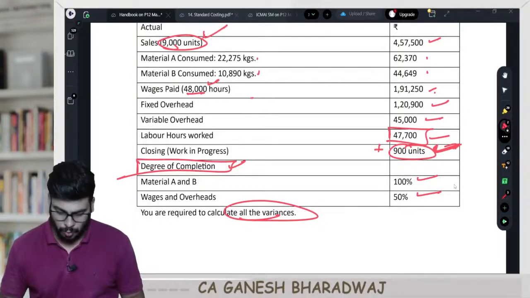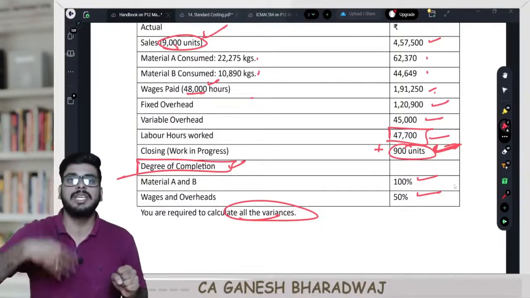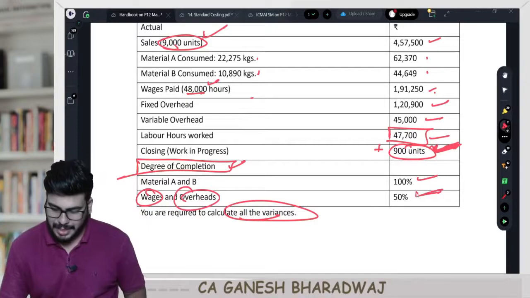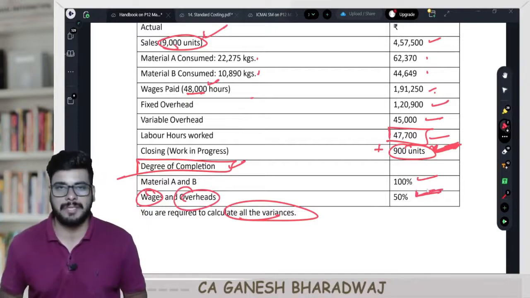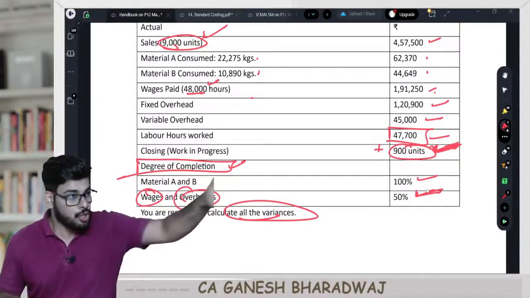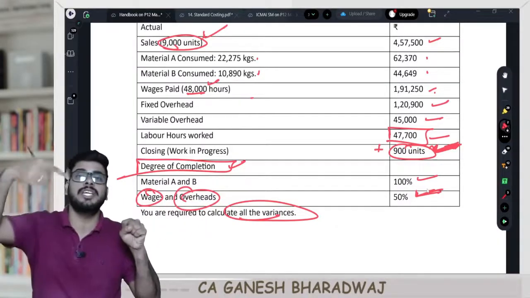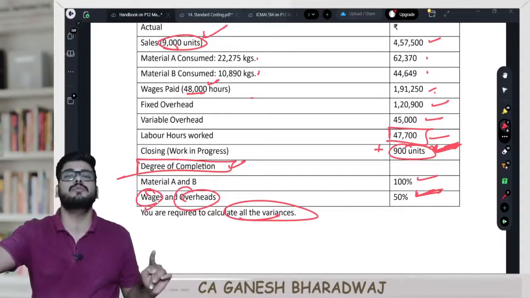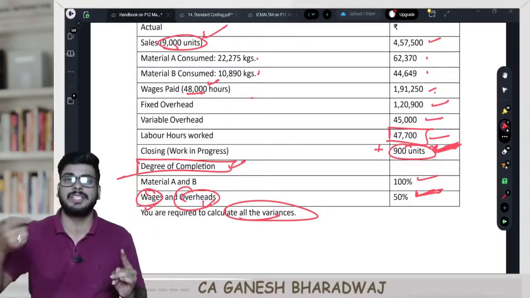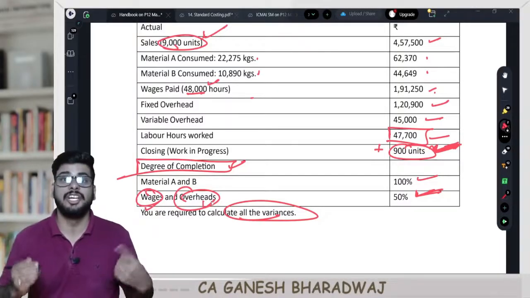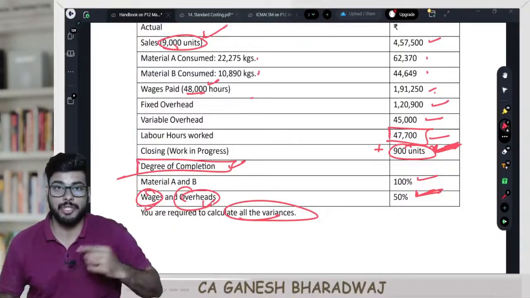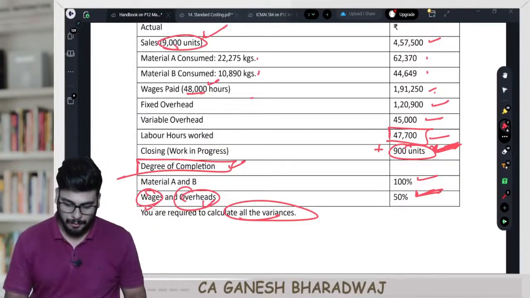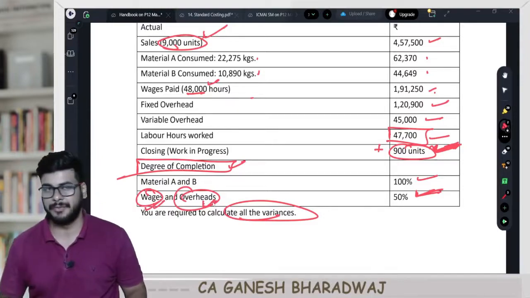These are incomplete units. What they are saying is, with respect to raw material, these 900 units are fully completed. However, with respect to labor and overheads, they are only semi-finished. They are only 50% complete. So what we need to do is, using raw material cost, calculate how many equivalent units I have produced. Using wage cost, how many equivalent units I have produced. Using wages and overheads, how many equivalent units I have produced. So basically, the actual units produced for the purpose of computing my material cost variance will be different, and the actual units produced for the purpose of computing my wages and overheads will be different. Are you clear with this?